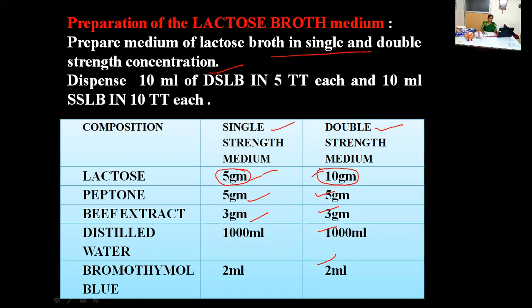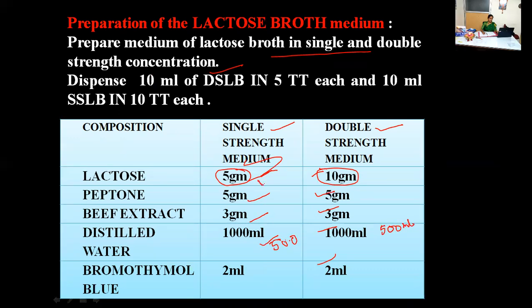Okay, so for example, if you are doing this in a laboratory, you may not want 1000 ml of single strength and 1000 ml of double strength. You can reduce the quantity to 500 ml, based on your experiments. We can prepare this media for 500 ml. You can prepare this media for 500 ml, and here also you can prepare the media for 500 ml.